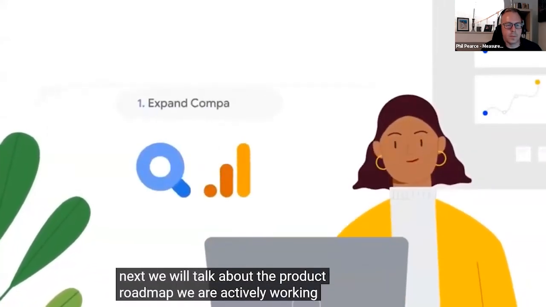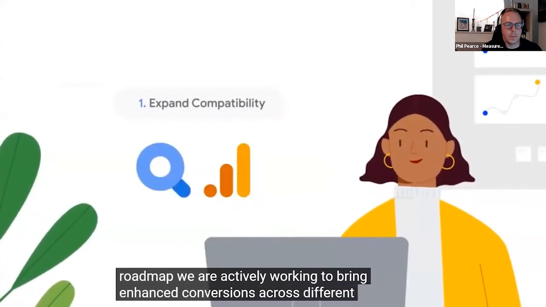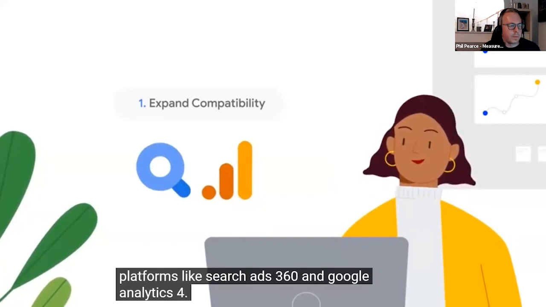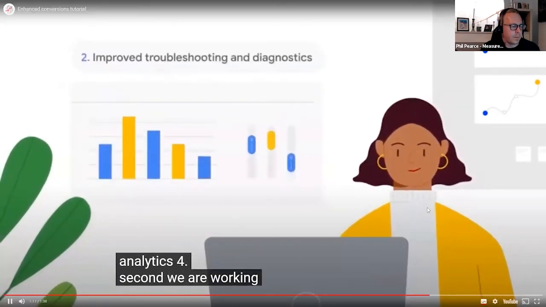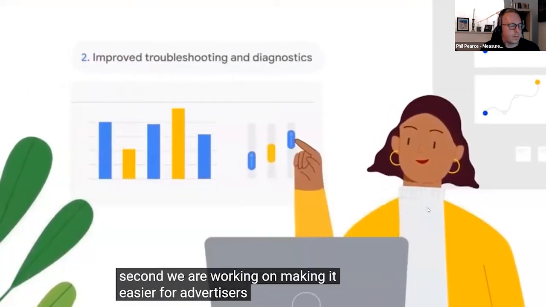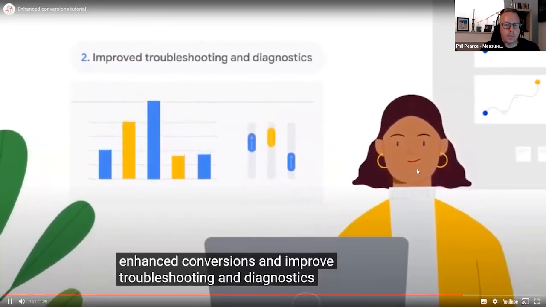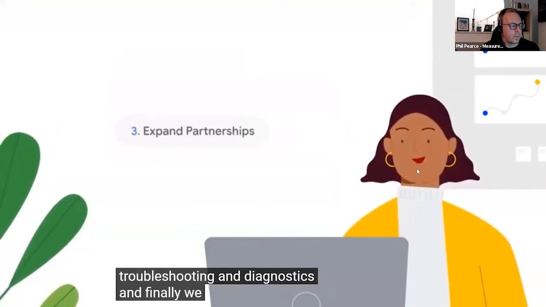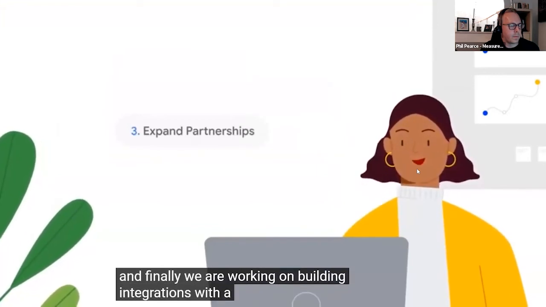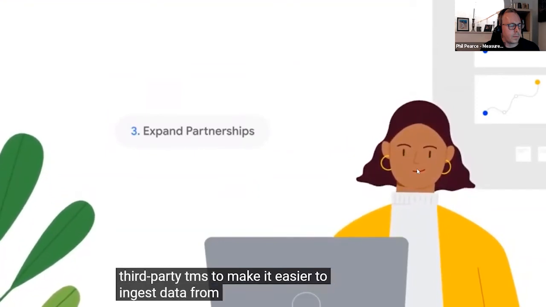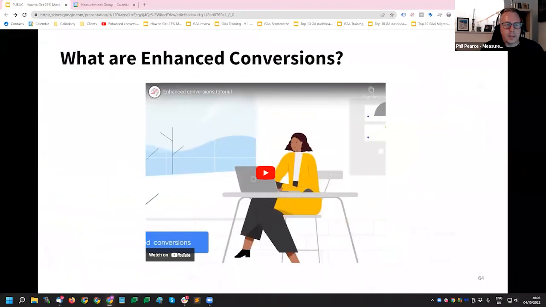We are actively working to bring Enhanced Conversions across different platforms like Search Ads 360 and Google Analytics 4. Second, we are working on making it easier for advertisers to implement Enhanced Conversions and improve troubleshooting and diagnostics. And finally, we are working on building integrations with a large number of third-party TMS to make it easier to ingest data from them. And there was just a question in chat regarding that.